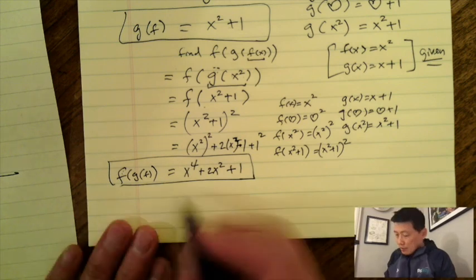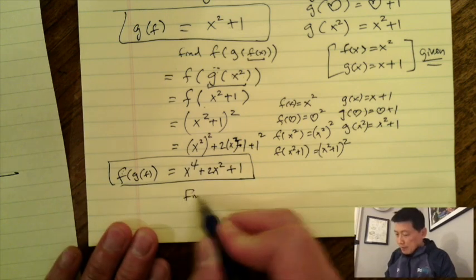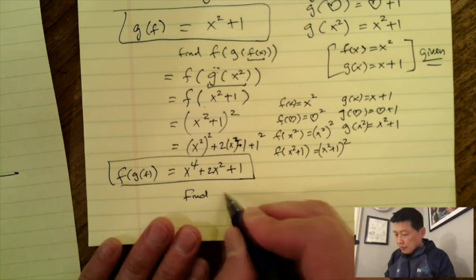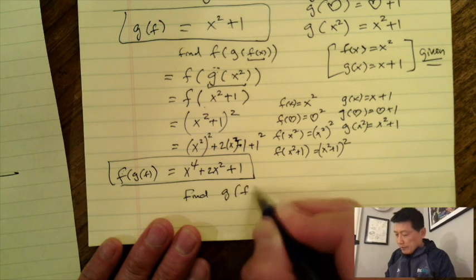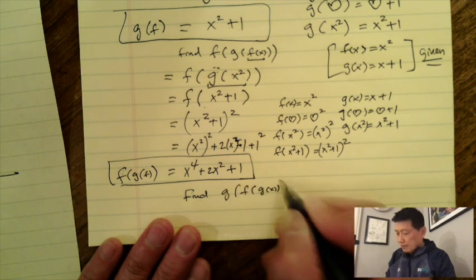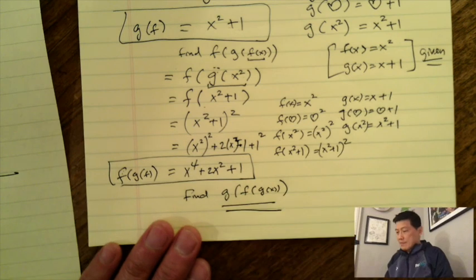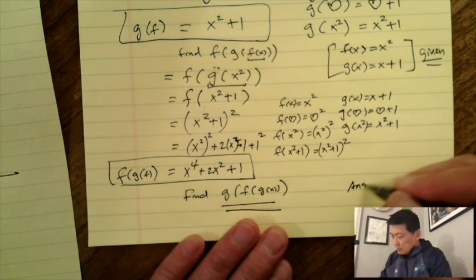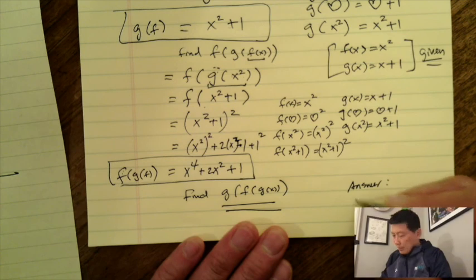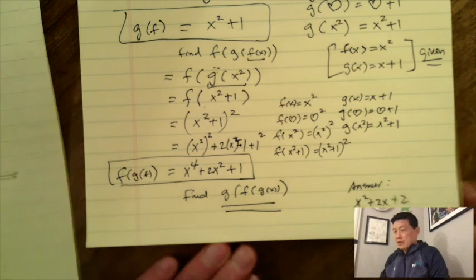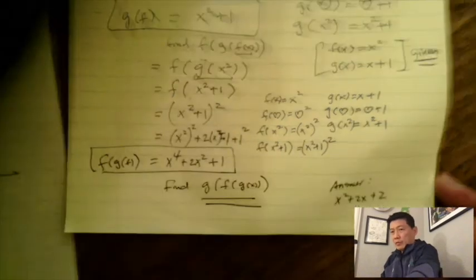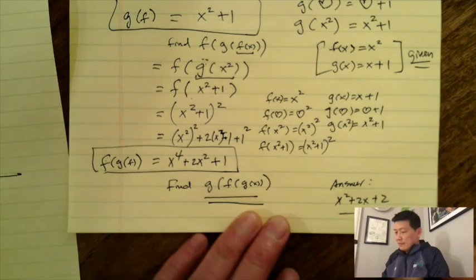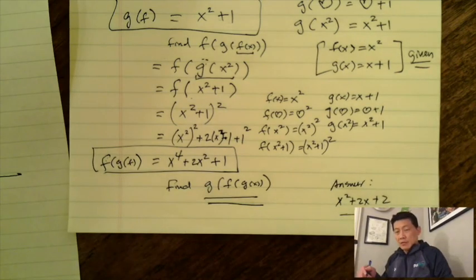I won't solve this one here for you, but I leave this to you to solve on your own. Find g of f of g of x. I'll give you the answer. The answer is x squared plus 2x plus 2. See if you can come up with this answer. Okay? And in the next video, I will talk about the inverse functions.